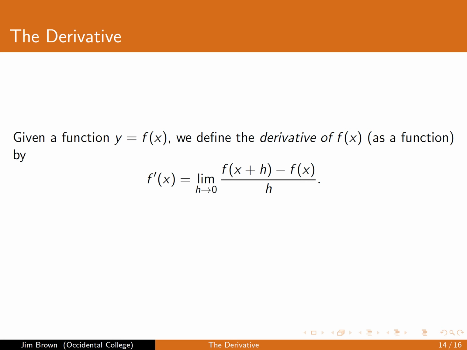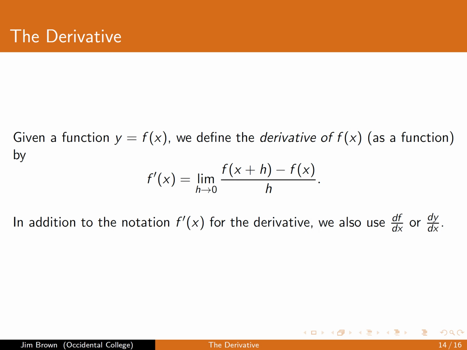So we have f prime of x is equal to the limit as h goes to 0 of f of x plus h minus f of x over h. So this looks exactly like what we did before. We've just changed out the a for an x. And so now this is a function where we can input values, whereas before f prime of a was a number.